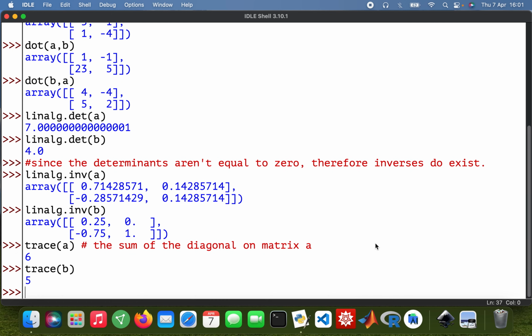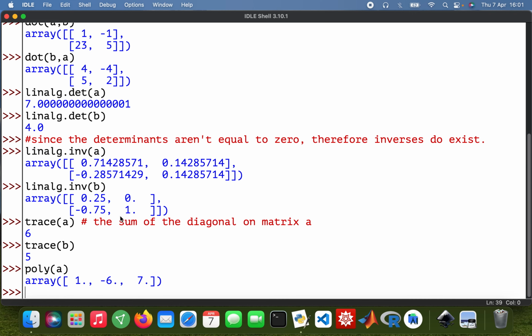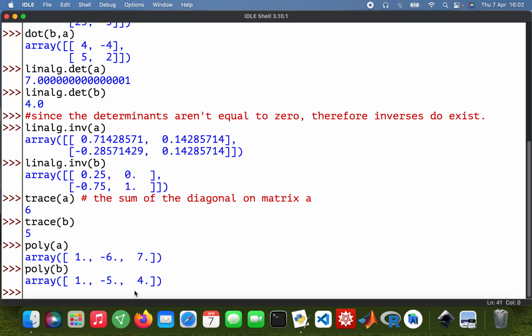Okay, cool. Right, and then I want to find the characteristic polynomials for both matrices. Okay, so my poly A. So that'll be, it's basically like saying x squared minus 6x plus 7. So those are the coefficients of my polynomials. Okay, then poly B. So x squared minus 5x plus 4.